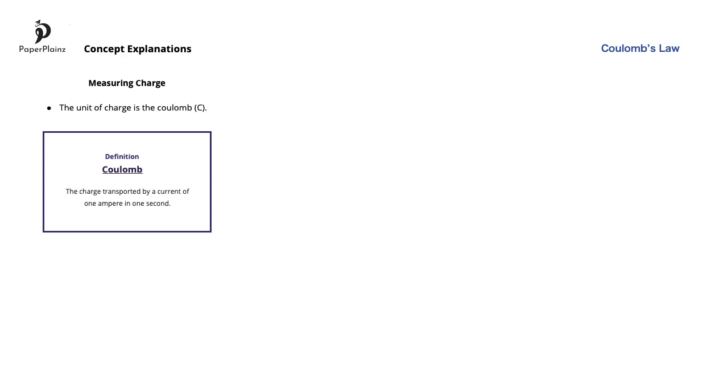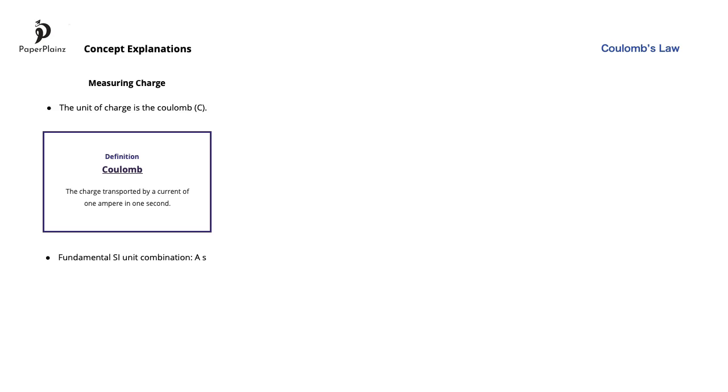Coulomb is defined as the charge transported by a current of 1 ampere in 1 second. If this definition at this point is not fully clear, don't worry, it will make more sense when we learn about electric current. For now, just remember that charge is measured in coulombs. Based on this definition, the fundamental SI unit combination of Coulomb is the ampere second, or A s.